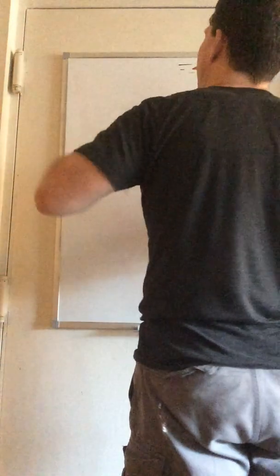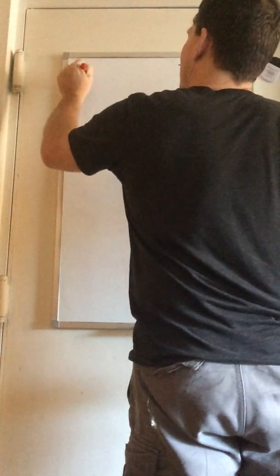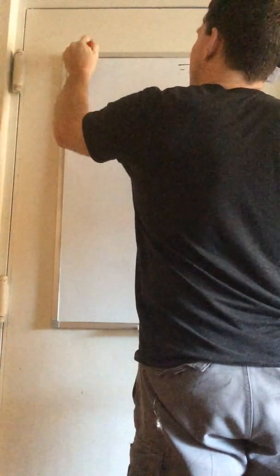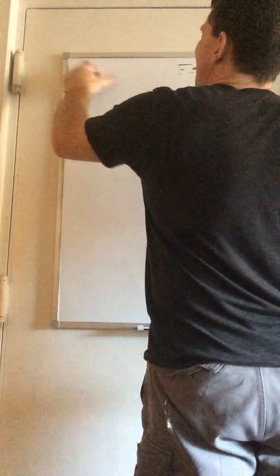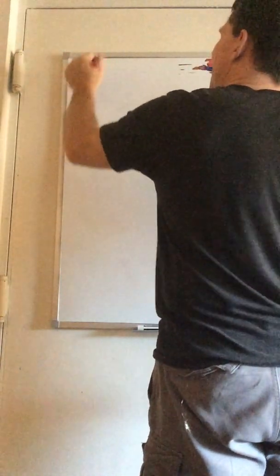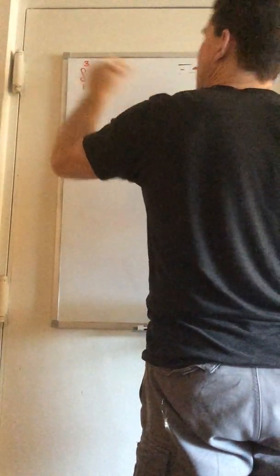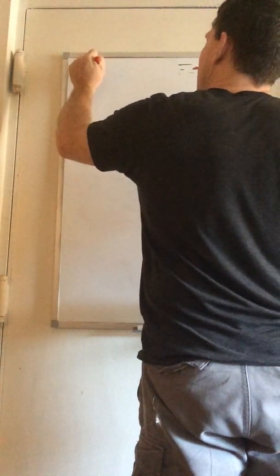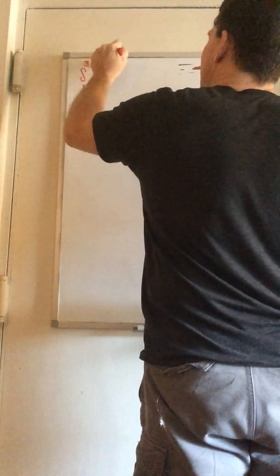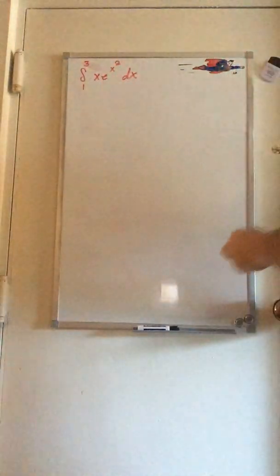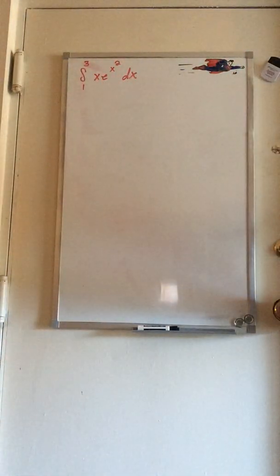So suppose we have the integral from 1 to 5, we'll go with 1 to 3, doesn't really matter, of x e to the x squared dx. We've already integrated one like this before, but we care more about the limits here.